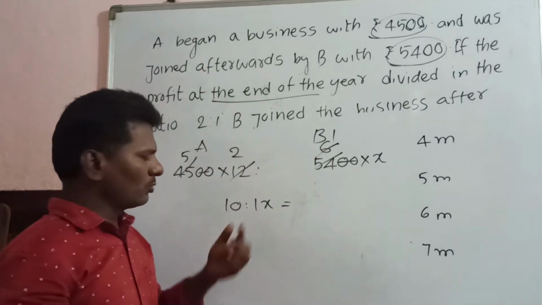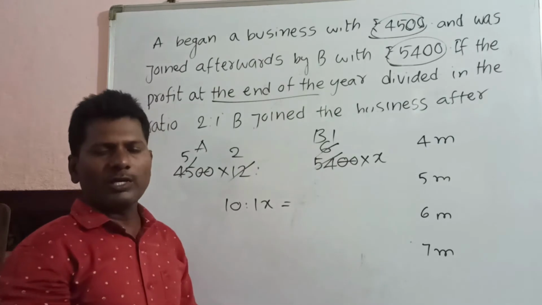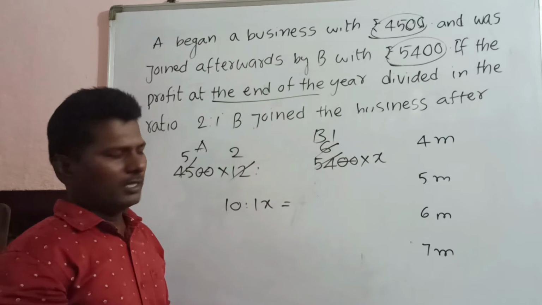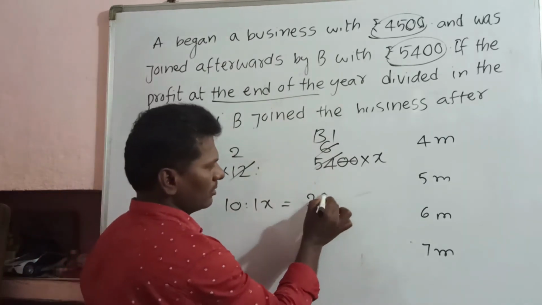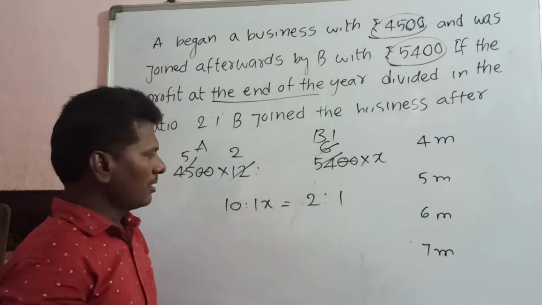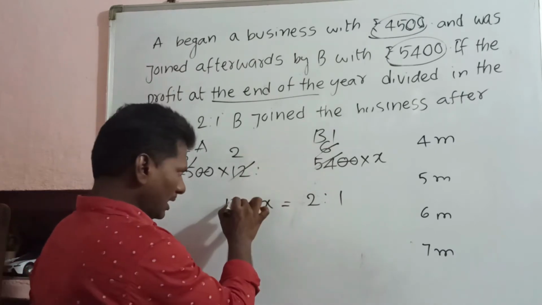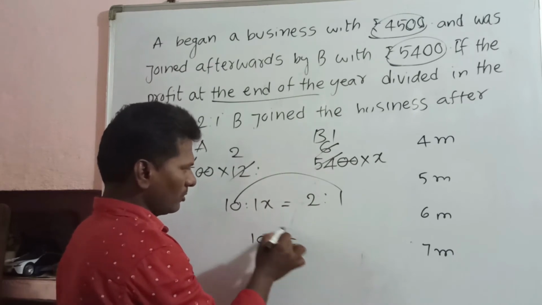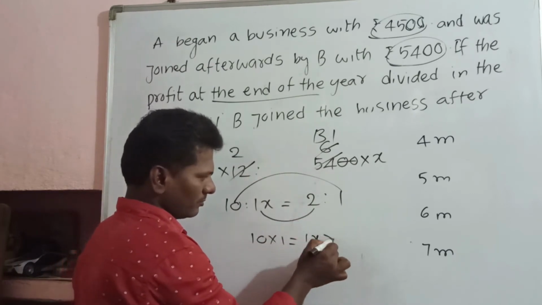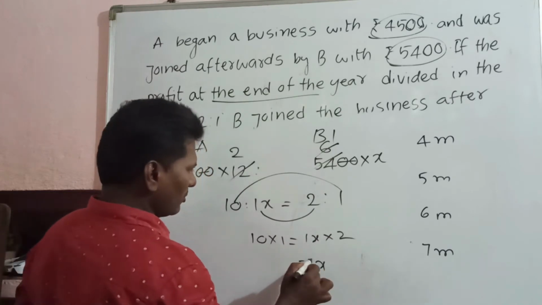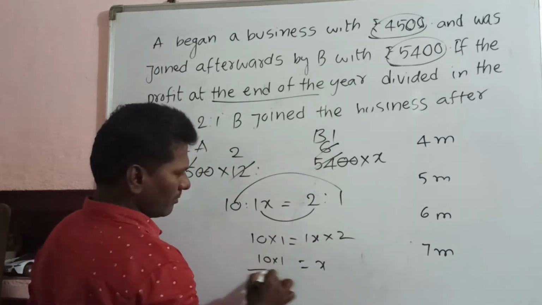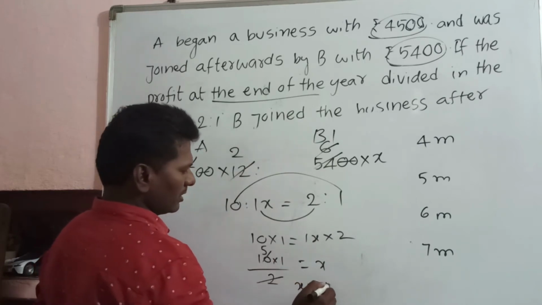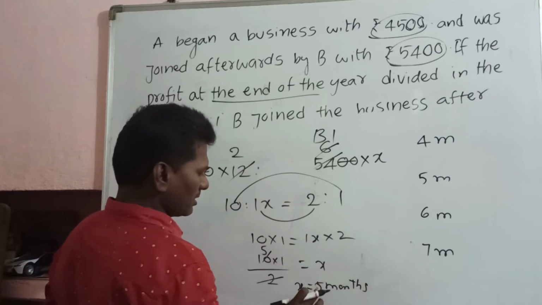So I got 10:X. In this ratio we have to divide the profits, but the profits are distributed in the ratio 2:1. So I am writing 2:1. After writing this, take these extremes. 10 into 1 is equal to X into 2. X is equal to 10 into 1 by 2. 2 5s are 10, so X is 5 months.